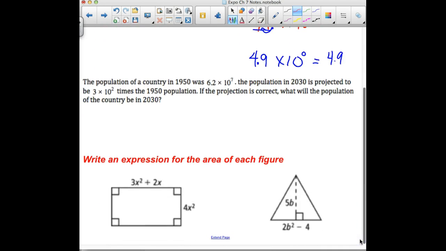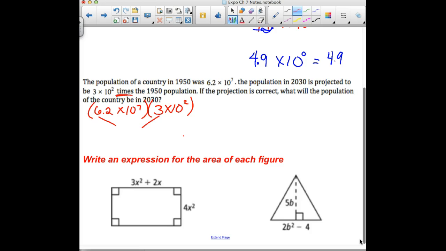All right. It says the population of a country in 1950 was 6.2 times 10 to the 7th. The population in 2030 is projected to be 3 times 10 to the 2nd times the original population. So we are going to have to take 6.2 times 10 to the 7th and multiply it, I'll use parentheses instead of another multiplication symbol, times 3 times 10 squared. All right, doing the same thing we just did. We've just included a word problem example of it.